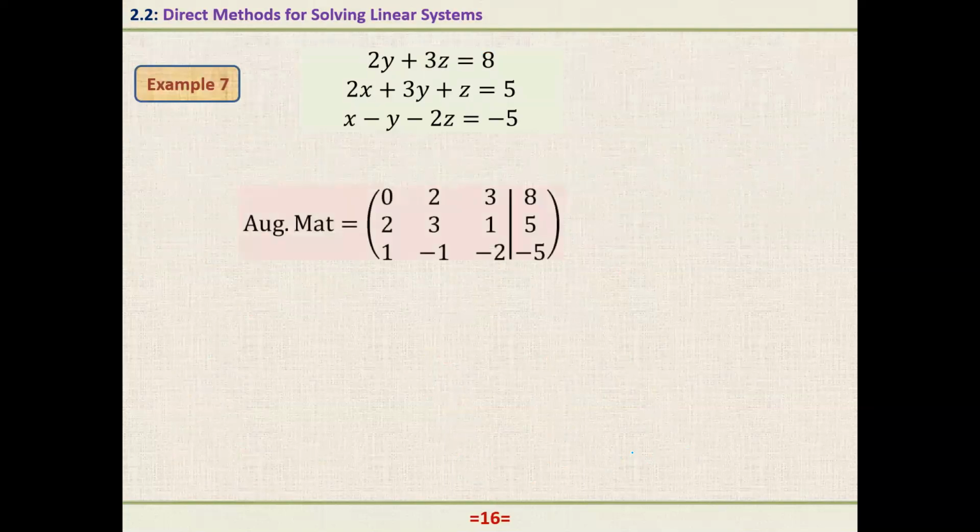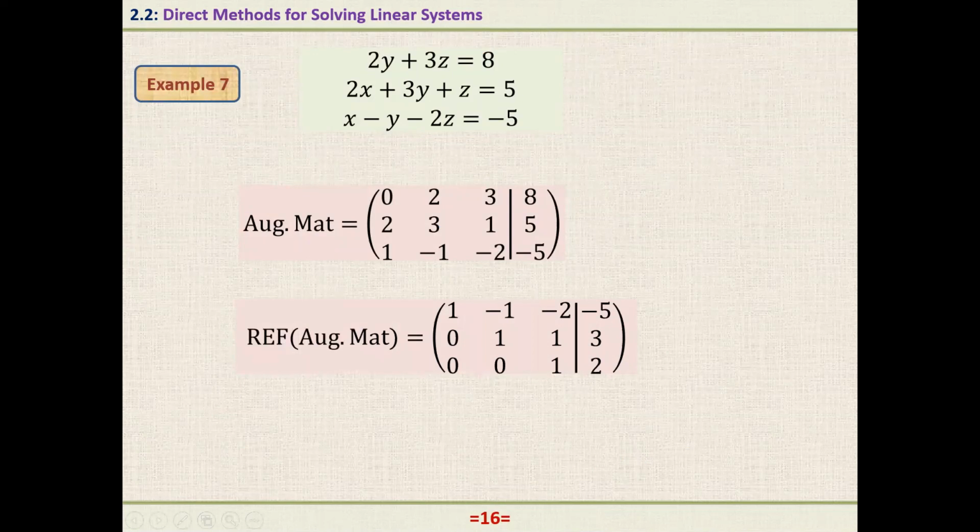Example 7. And how about this example? If you look at this example, let's say we are given a system of linear equations. Here we have 3 equations. Its augmented matrix is this. And how about the coefficient matrix? The reduced echelon form of this matrix is this.